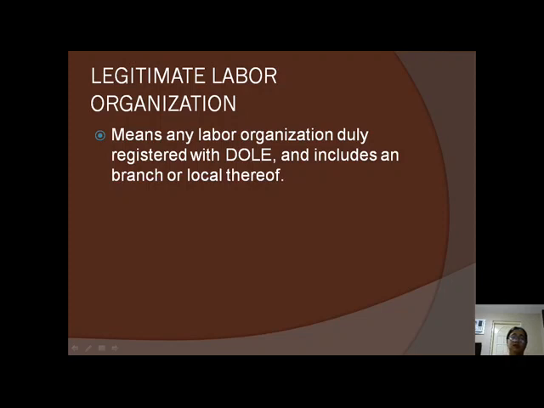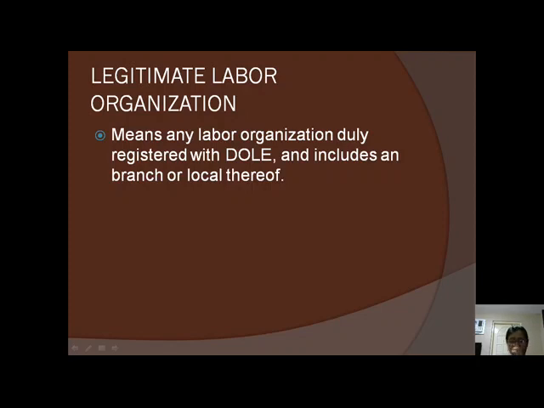so legitimate labor organization. This means any labor organization duly registered with DOLE and includes a branch or local thereof. So in other words, not all labor unions are authorized or legal. You will be considered a legitimate labor organization if you are registered with DOLE. There are conditions or requirements that you need to comply with in order to become a legitimate labor organization. Okay, so I will not discuss that further, since, as I've said, I would focus on the employer-employee relationship.